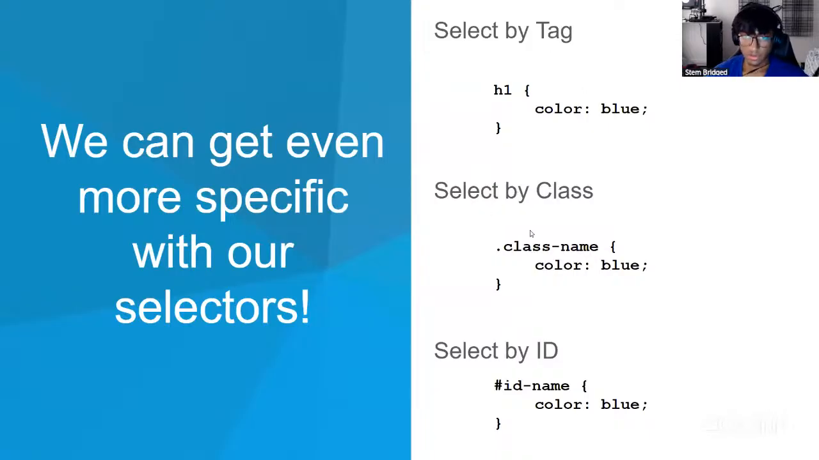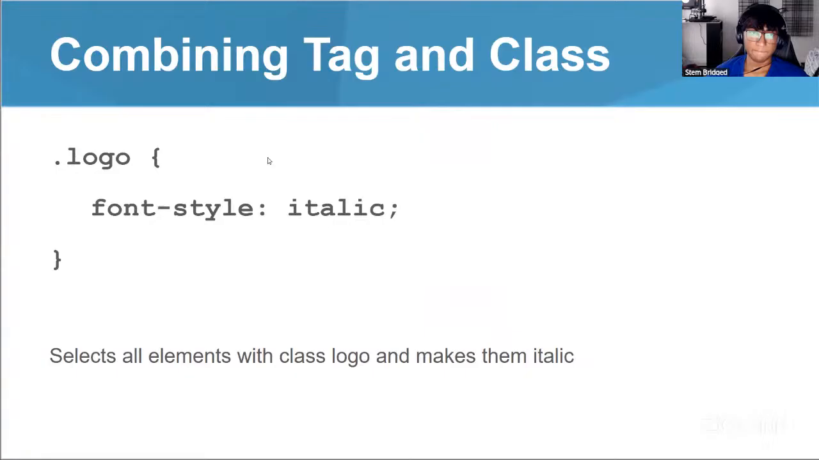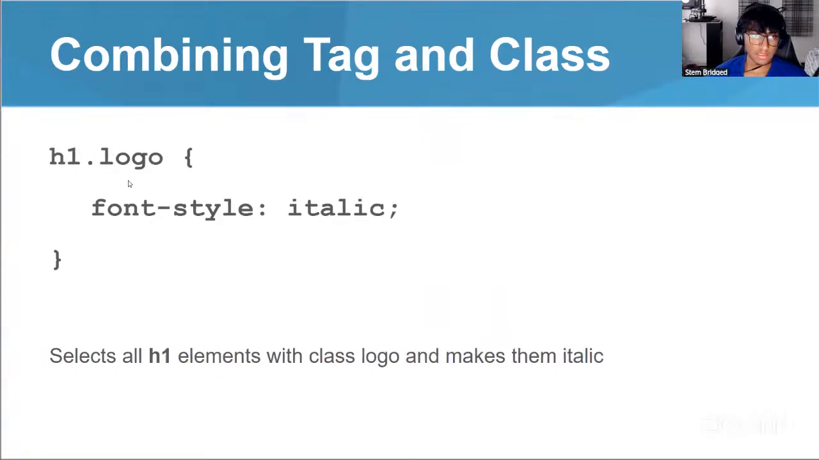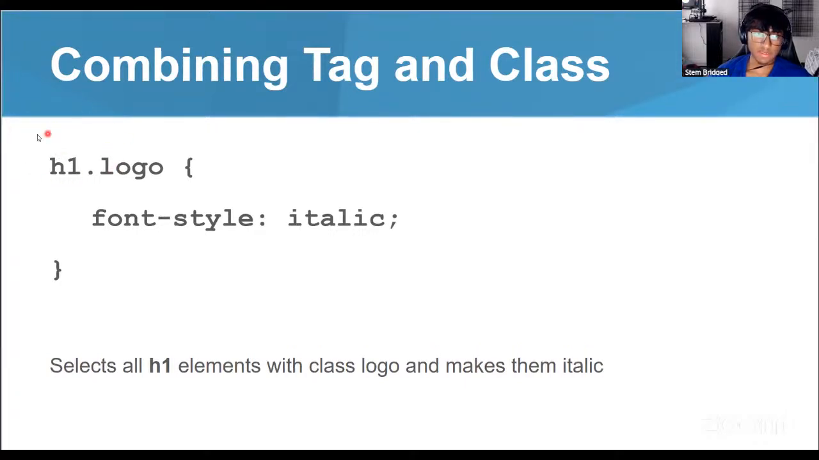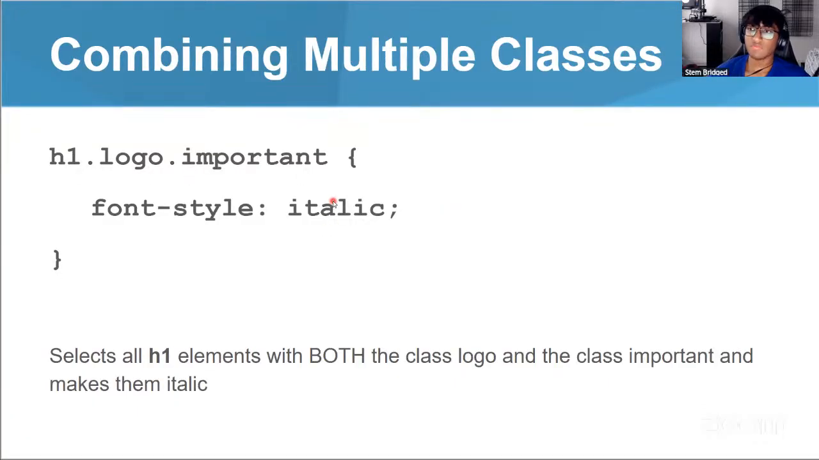So we already learned about classes. We also already learned that you can add a tag before a class name. So it only specifically targets this specific tag with this specific class, right? So it only targets H1 tags that are also in the logo class, right? That's what this is going to do. And then it's going to make the font style italic, right? We can make it even more specific.